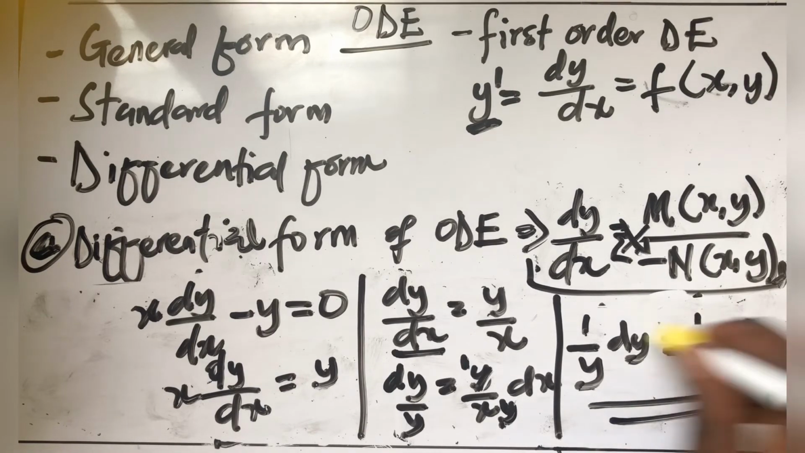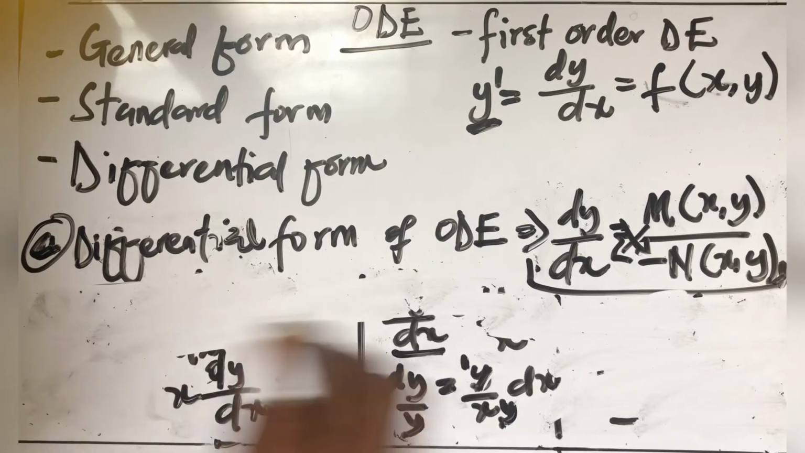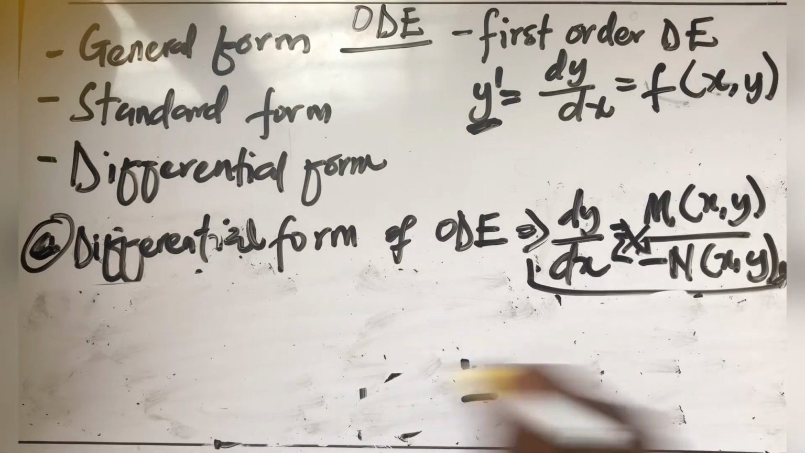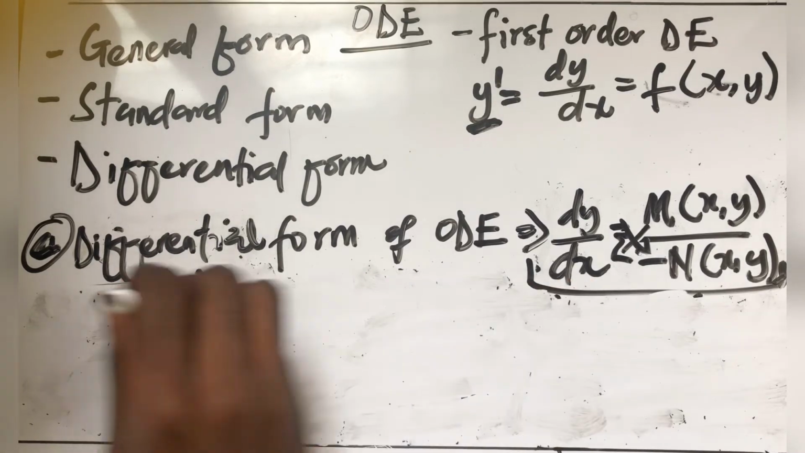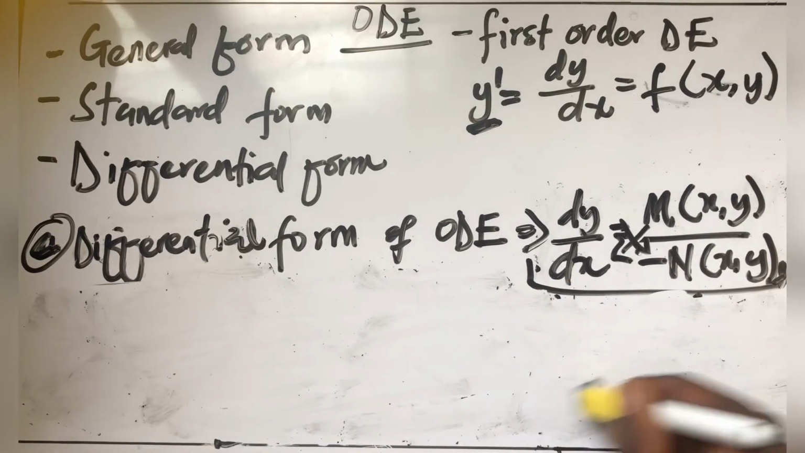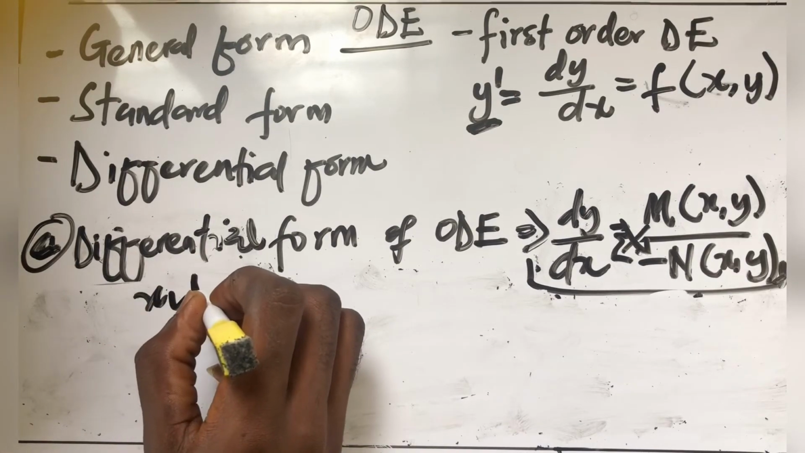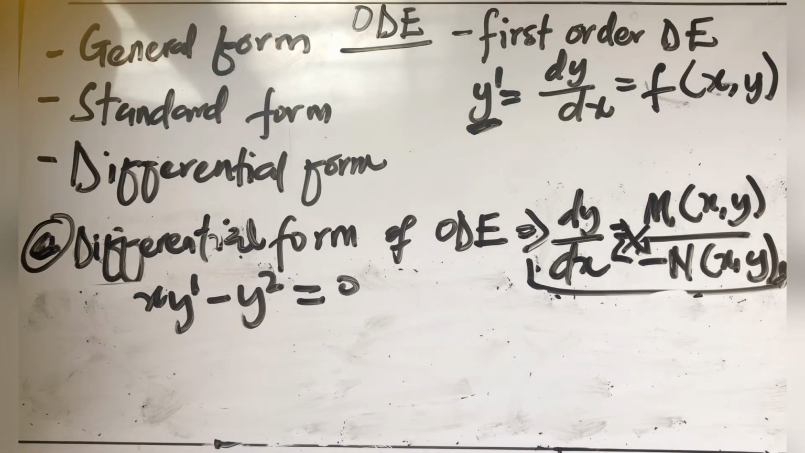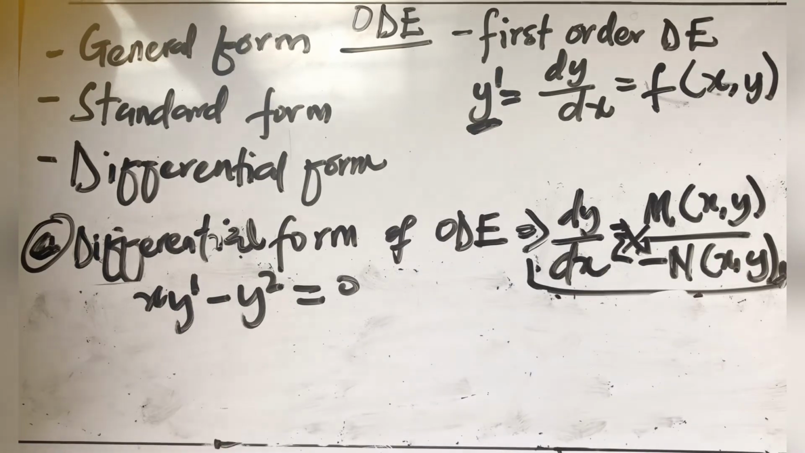Now let's take the third example. Let's say we have x y prime minus y squared equals 0. Note again, this was in the general form of ordinary differential equation. Now you can convert this towards standard form.